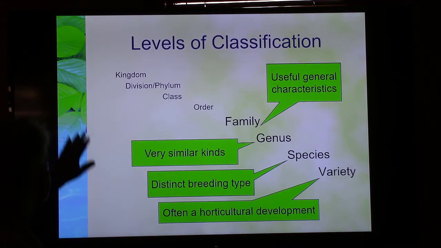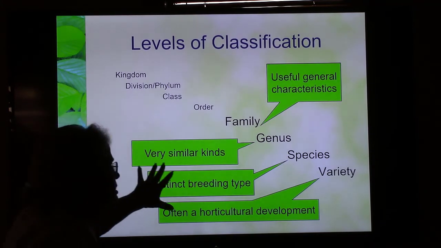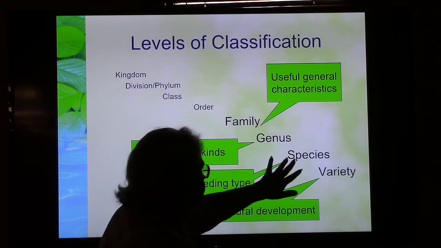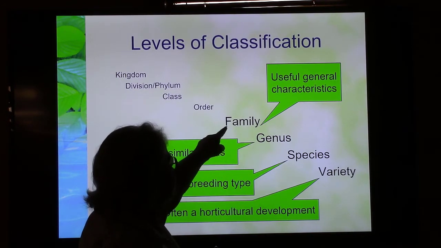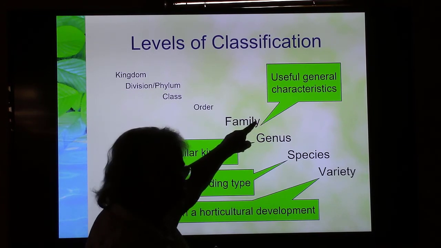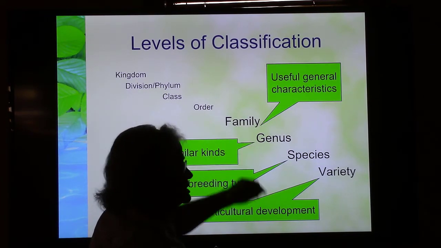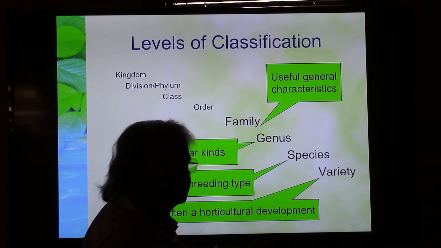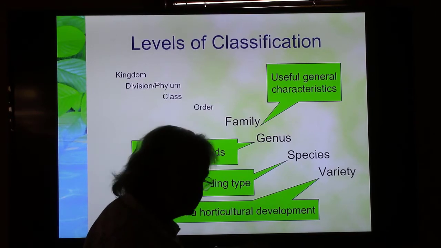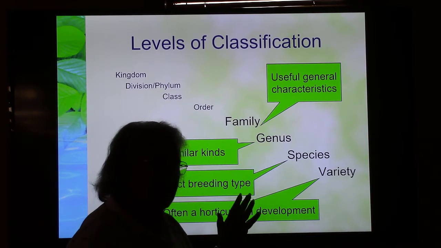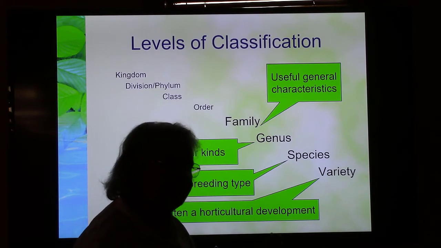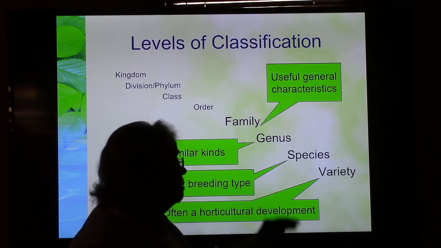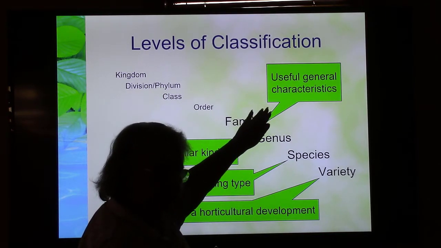Okay, levels of classification again. And this is why, as gardeners, we pay most of our attention down here toward the bottom. When we get down to family, there are some useful general characteristics to the family. I could go anywhere on this entire globe and have a decent chance of seeing a plant I've never seen before. If it's flowering, there's a decent chance I can tell you what family it belongs to. Because there are useful general characteristics to a family.